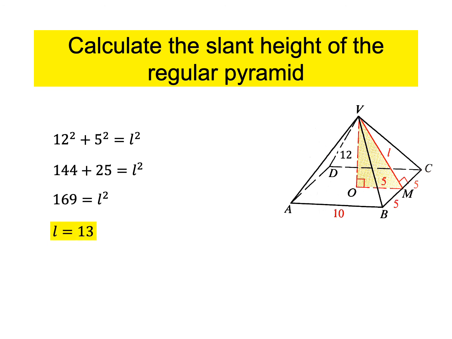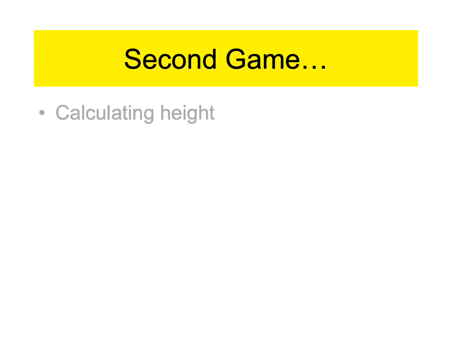Those were two different pyramids. If you need to, watch those two examples again. So that's the first game, which is to calculate the slant height. There are two different versions of it depending upon what information you were given. The second game is to calculate not the slant height, but the height.